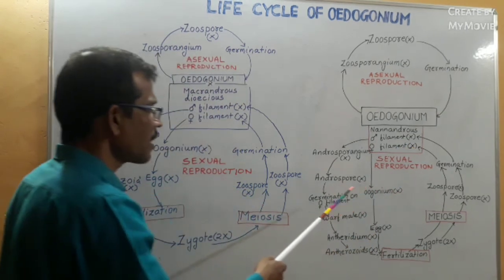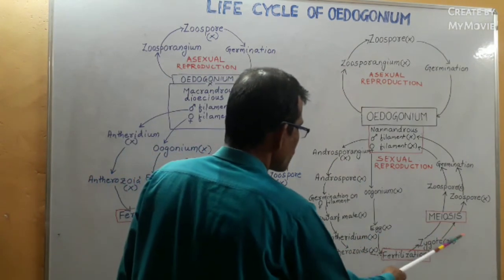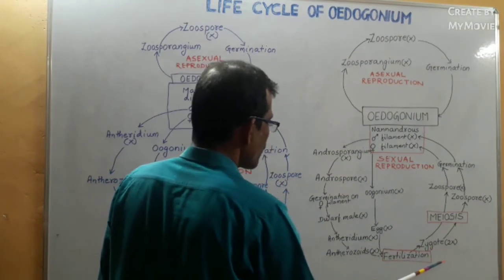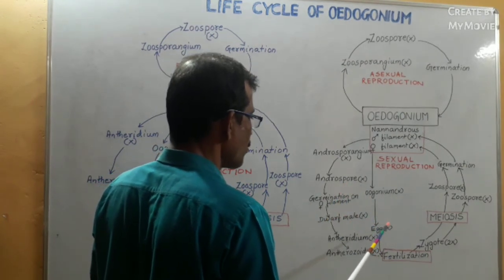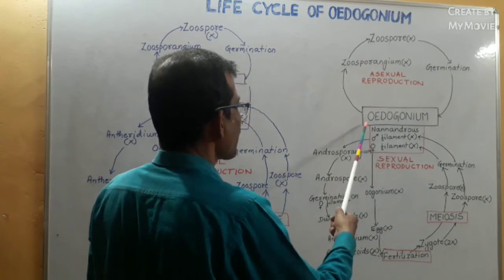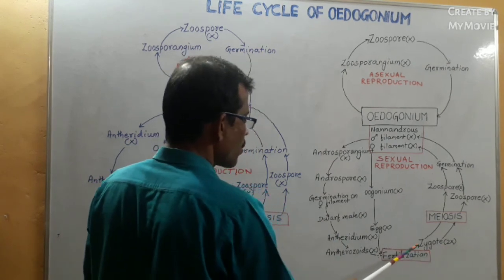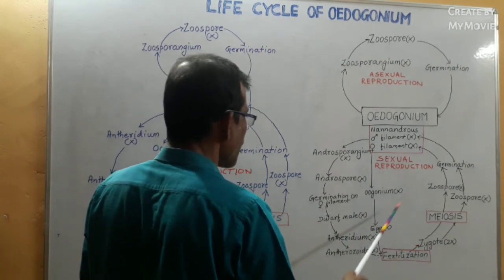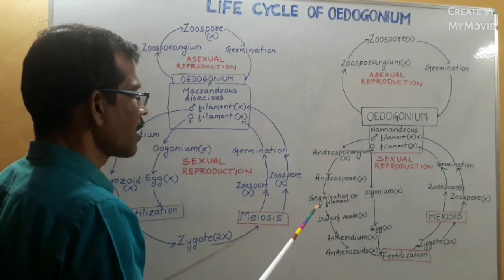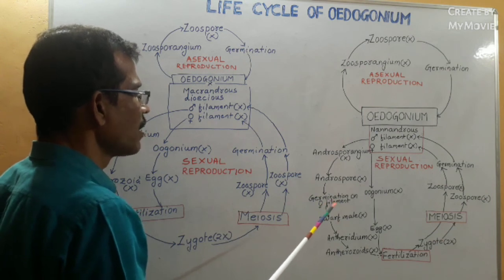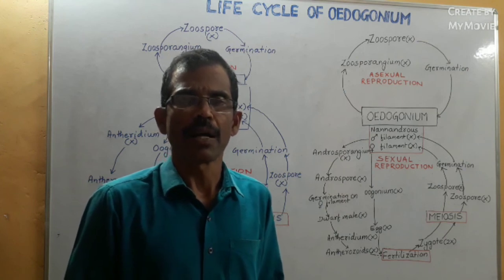So, in the life cycle of various species of Oedogonium, only zygote is the diploid structure. Remaining all, androsporangium, androspore, oogonium, antheridium, egg, antherozoids and the thallus itself are haploid. Only the zygote is the diploid structure. So in such a life cycle where haploid phase is the major phase, this life cycle is known as haplontic life cycle. This is about the life cycle of Nannandrous species.